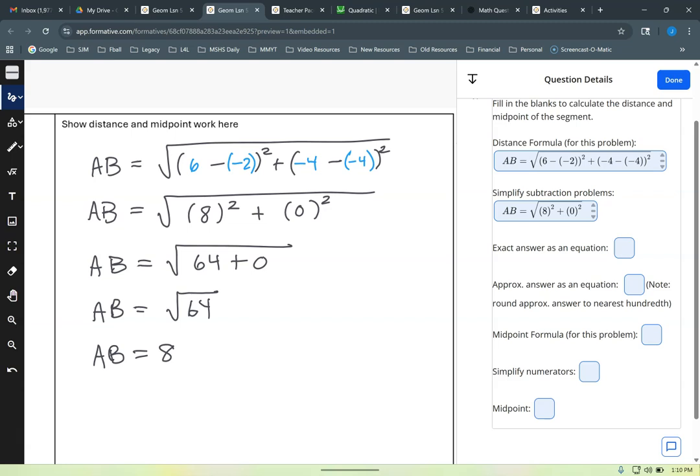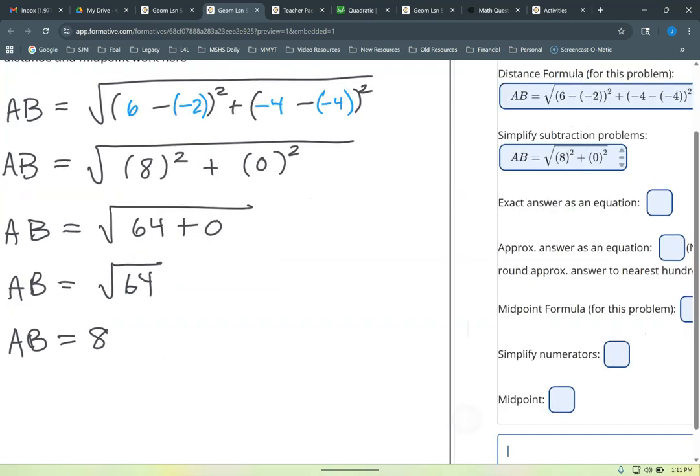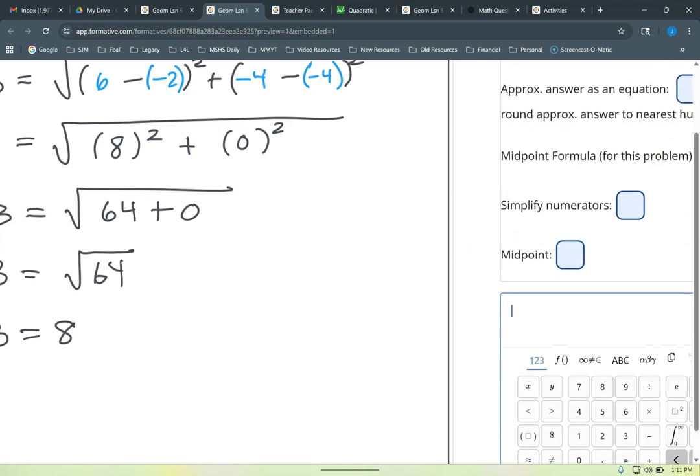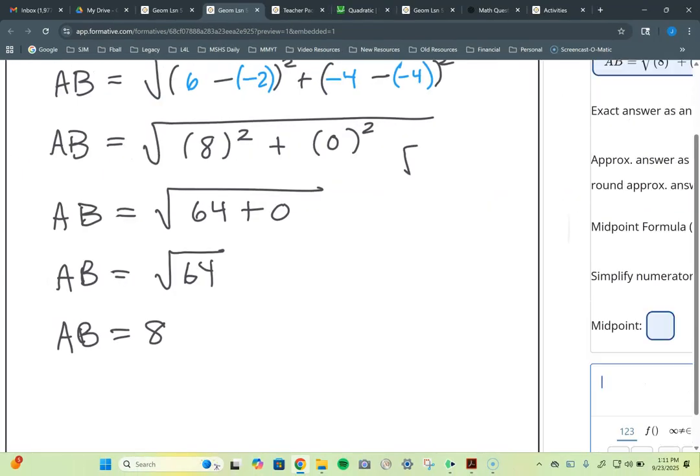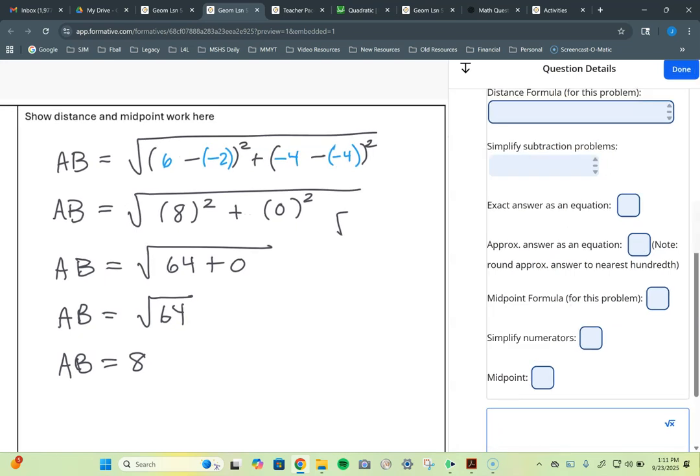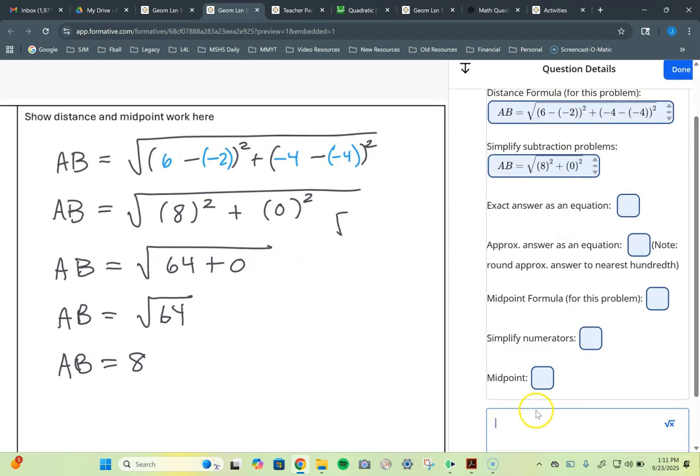Because we can count from A to B, so this confirms that this actually does come up with the correct distance for us. Now, as your exact answer, you're just going to come in here and type in, again, your AB equals 8. All right, so for my exact answer, I want to say AB equals 8.